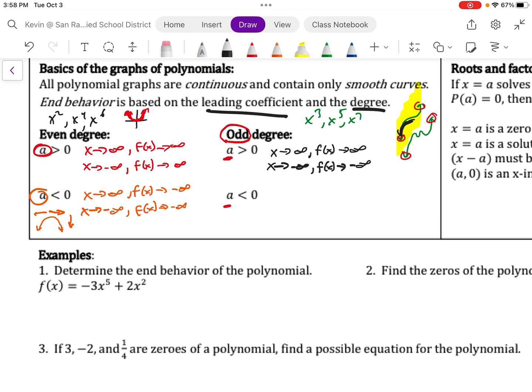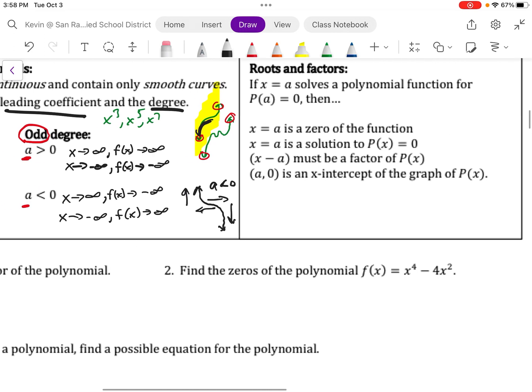Now, if a is less than 0, we switch this. If a is negative, then as x gets larger, heading towards infinity, f of x is getting smaller. F of x heads towards negative infinity. And as x heads towards negative infinity, f of x gets larger, heading towards infinity. As x gets smaller, our y, or f of x, is getting larger. Those are the key pieces here.